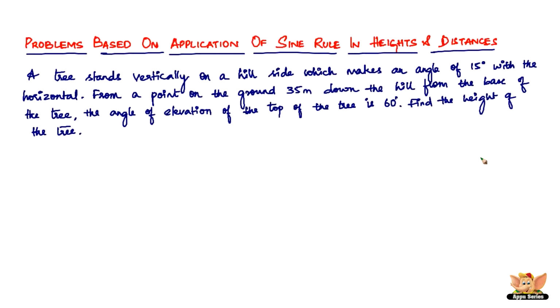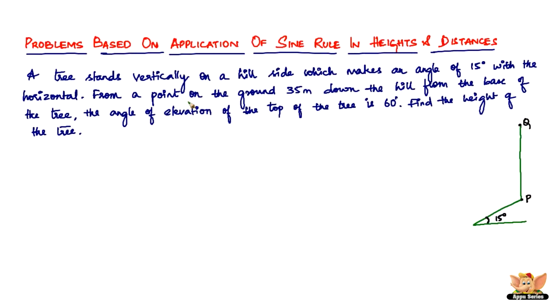So now let us look into the diagram. It says a tree stands vertically on a hillside which makes an angle of 15 degrees with the horizontal. Well, that's interesting. There is first the tree. Alright, let's name this say PQ. And another thing they say is that the angle with the horizontal at 15 degrees. So let's say something like this. So this is 15 degrees. And then what does it say?